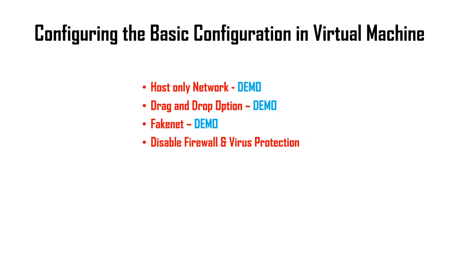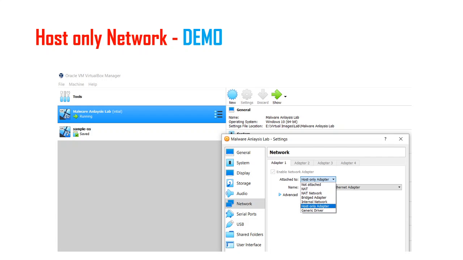So that is the third tool, the third very basic configuration we are going to see as a demo. And finally, the fourth one is that we have to disable the firewall and virus protection in my virtual machine. For the fourth one, I think there is no need for a demonstration, because you already know how to disable the firewall in a system and how to enable and disable the virus protection in your system, right?